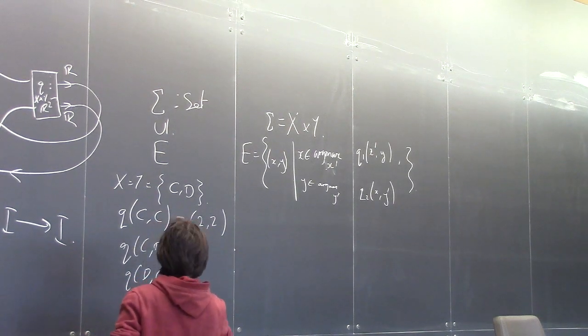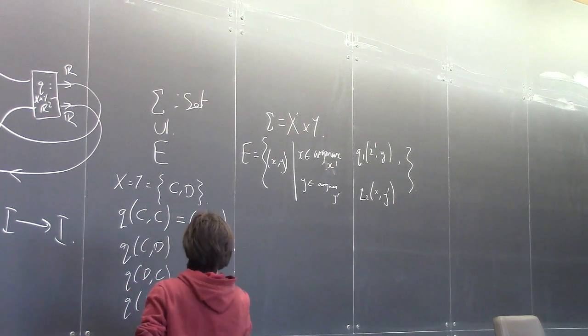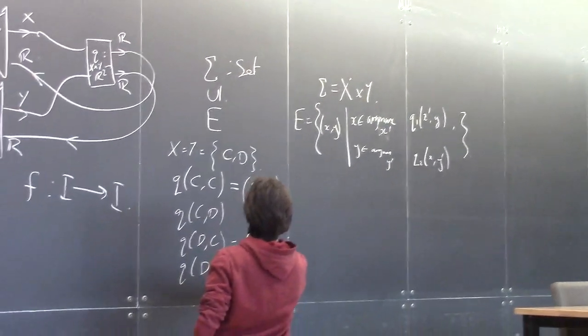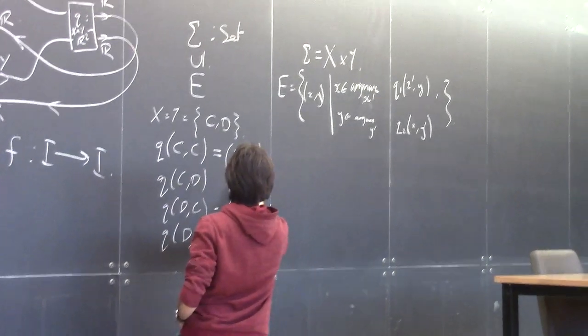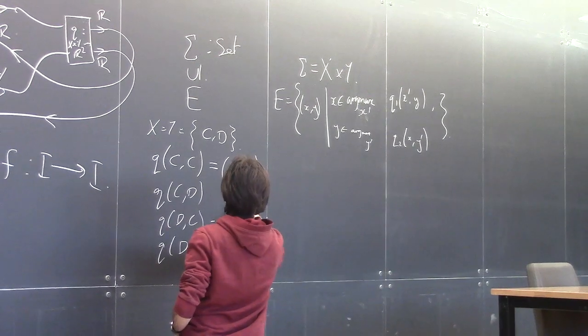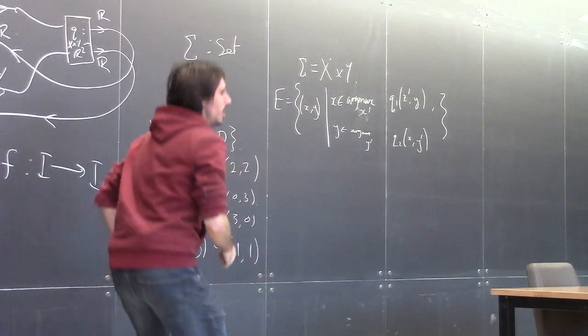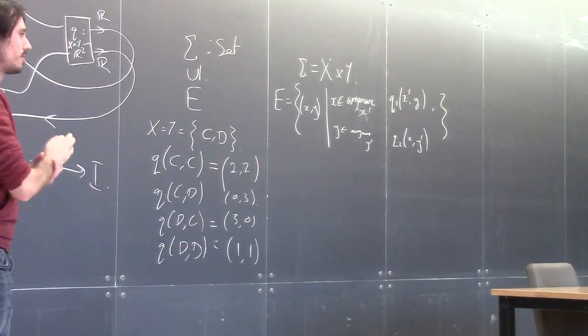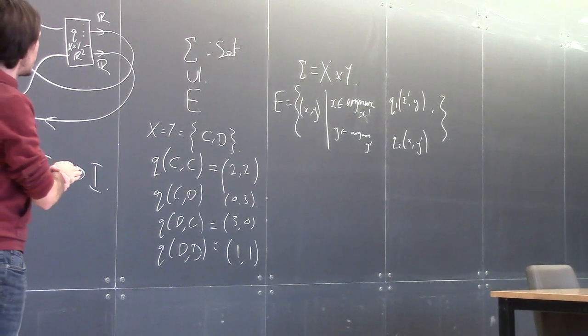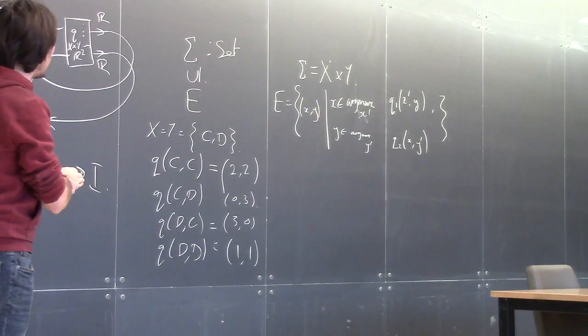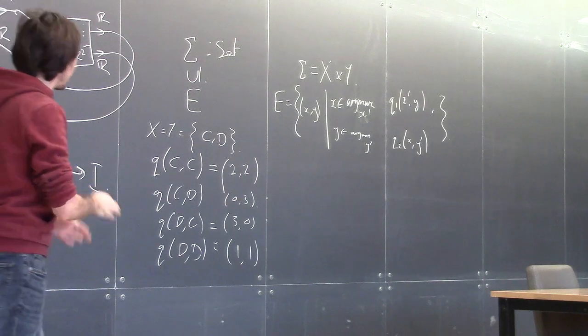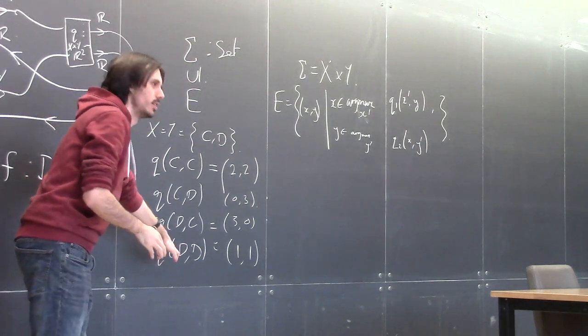Everyone still see if I go this low? This is going to be 3, 0. I think that's right. I might have made a mistake, but if I didn't, this should have the property that this has exactly one Nash equilibrium, which is DD.